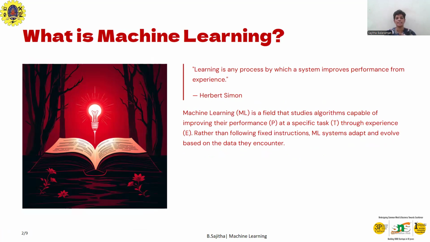As we see in the slide, learning is any process by which a system improves performance from experience. This was said by Herbert Simon. Machine learning is a field that studies algorithms which are capable of improving their performance for any specific task through their own experience. Rather than following fixed instructions, ML systems adapt and evolve based on the data they encounter. I hope it is clear from this definition what machine learning is. It generally improves the performance of the task through its experience with the data sets that evolve around it.